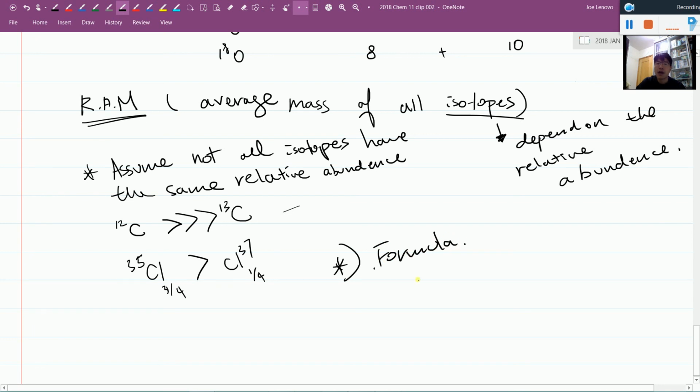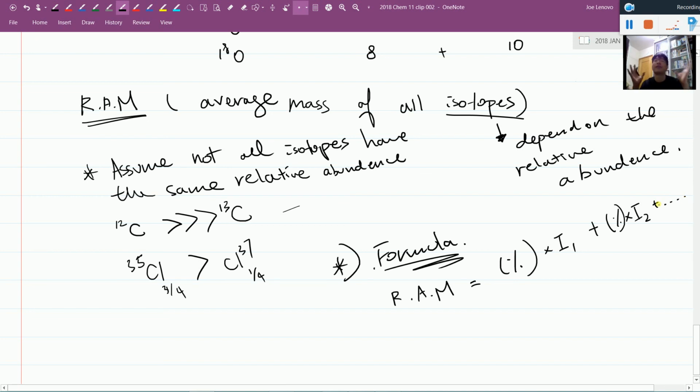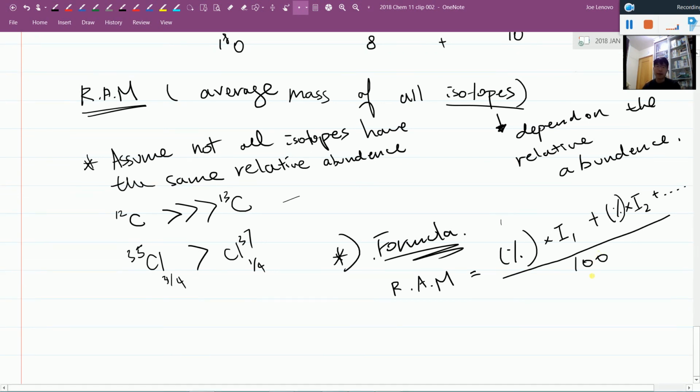So how do we calculate it? We always use this particular formula. The relative atomic mass is calculated by the percentage times the isotope mass, plus the percentage times another isotope's mass, and you just keep going on and on. If you have 10 isotopes, just add all 10 of them with their percentages. Because these are percentages, you divide by 100 to get the proper number. That is the relative atomic mass formula.